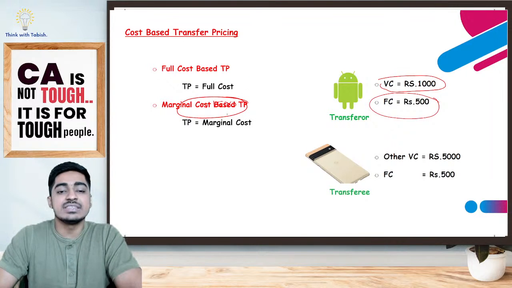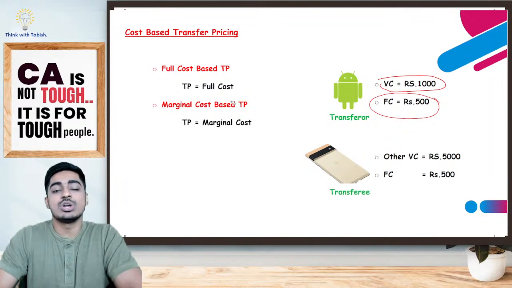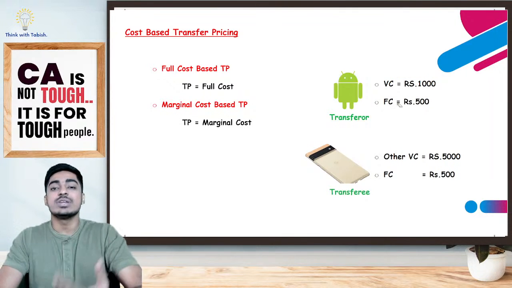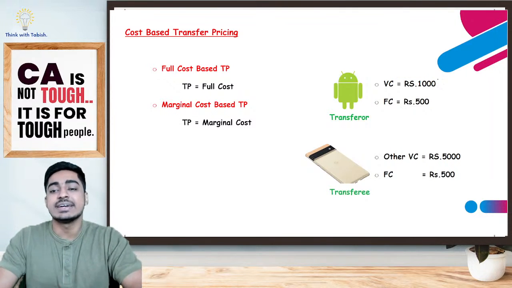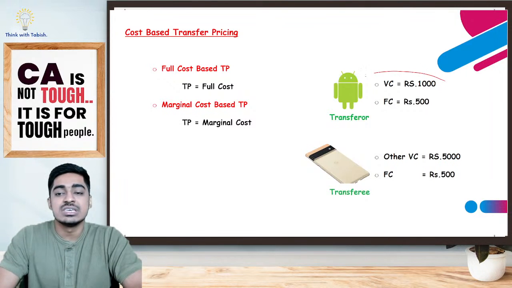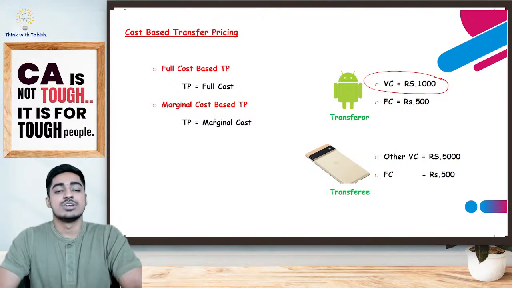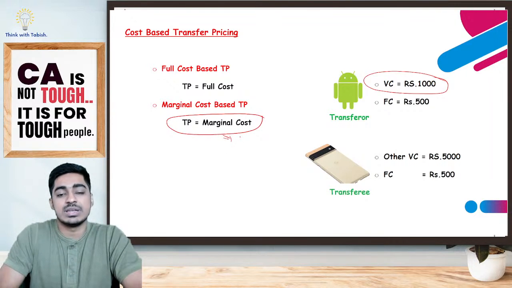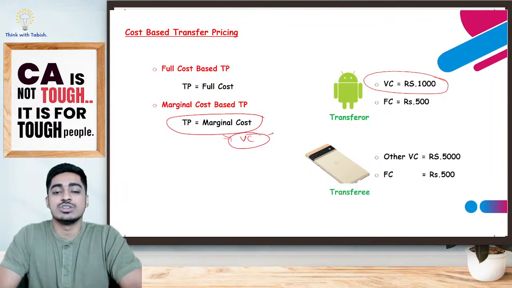Next, we have marginal cost based transfer price. What is marginal cost based transfer price saying? What is the marginal cost we are incurring? How much extra are we incurring? What is the marginal cost, students? Here it is just the variable cost. So the transfer price will be the marginal cost. In this example, it is just the variable cost, 1000 rupees. So we are saying we will transfer it at 1000.